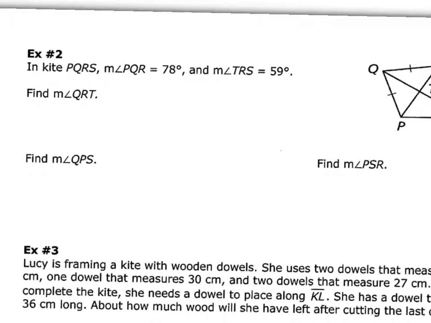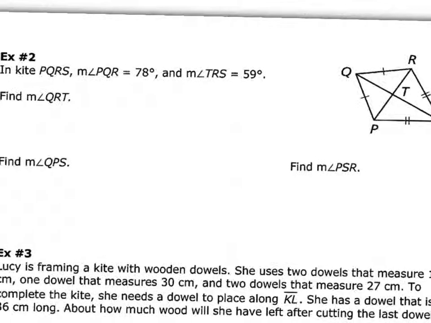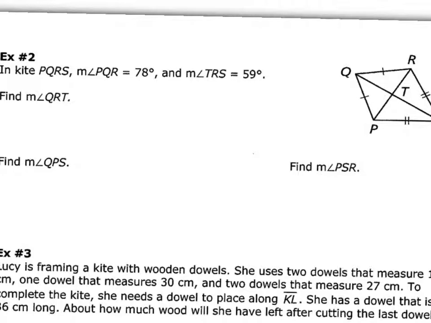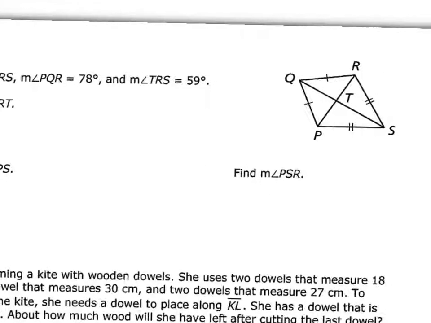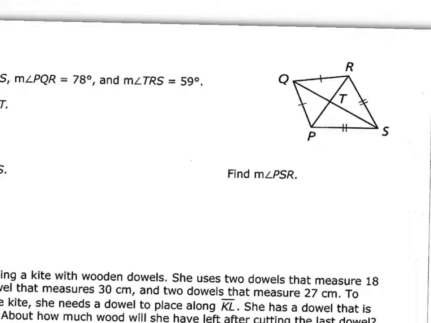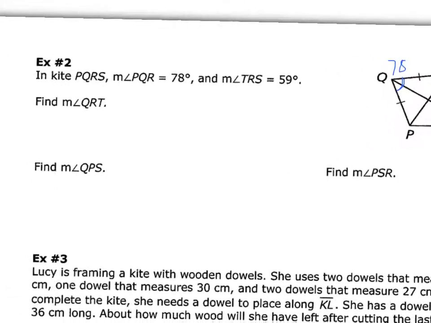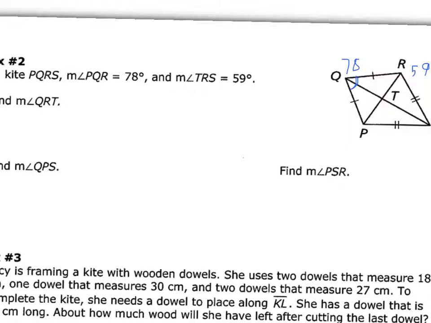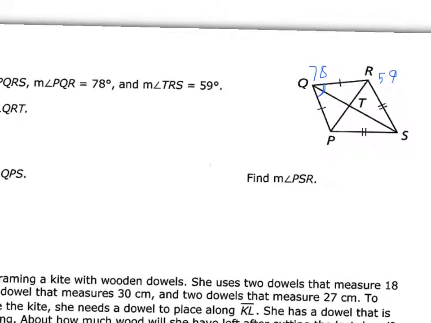Okay, it says in kite PQRS, measure angle PQR is 78 degrees. So we have 78. And measure angle TRS is 59. Okay, and we want to find measure angle QRT. We want to find this piece.